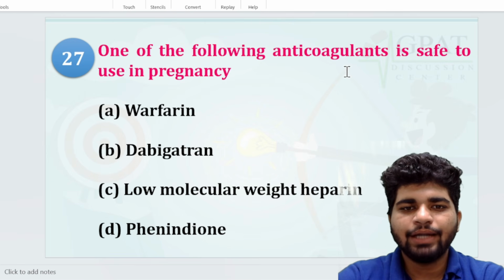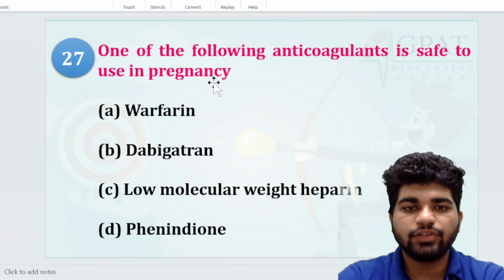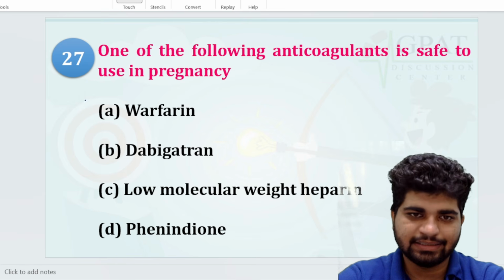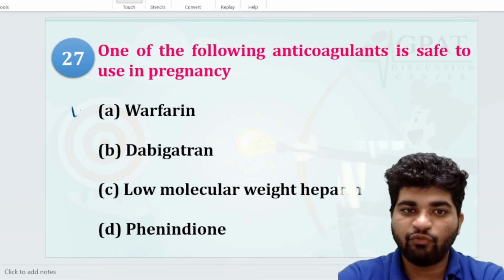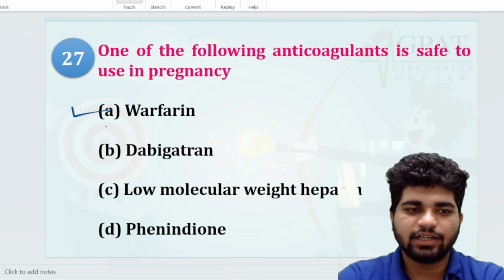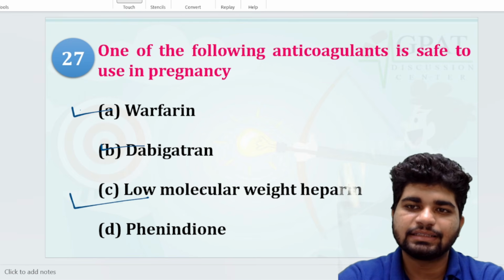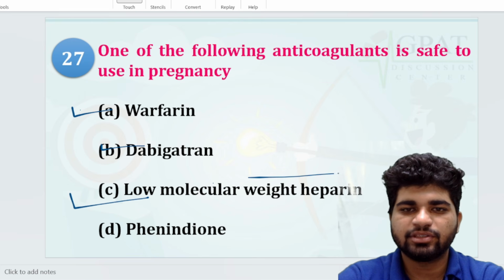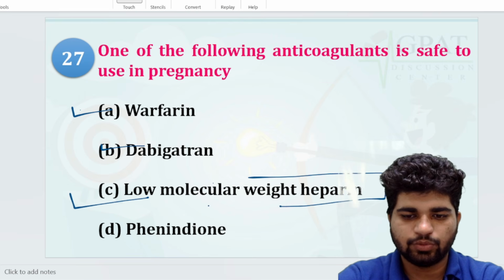So now this one. One of the following anticoagulants is safe in pregnancy. Warfarin, no. Very much teratogenic. Dabigatran, teratogenic. Low molecular weight heparin, yes. This is very much safe in pregnancy as well.